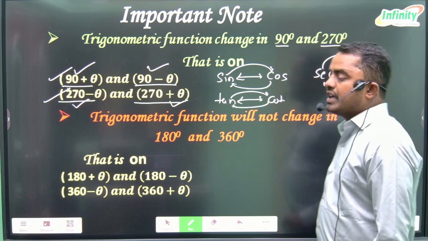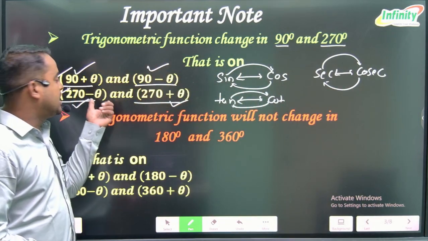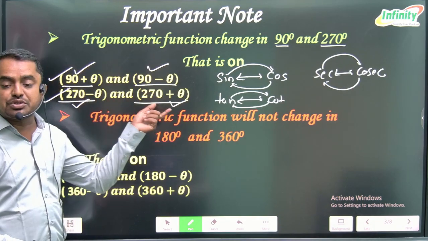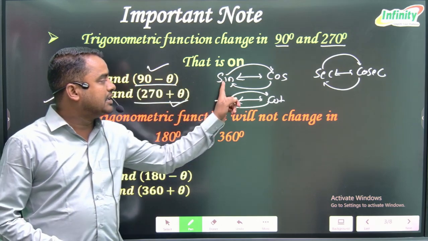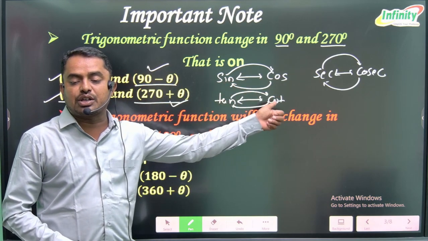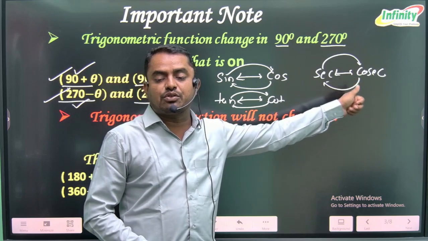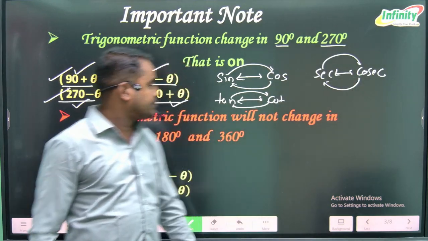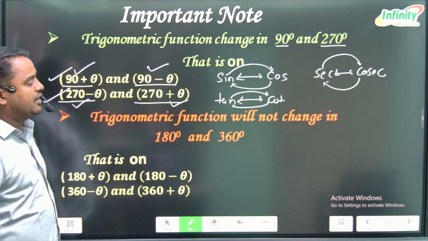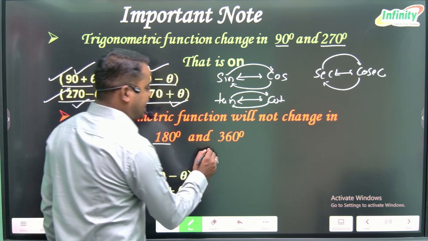In this way, if you are operating with 90 plus theta and 90 minus theta, 270 minus theta and 270 plus theta, at that time sine will become cos, cos will be sine, tan will change to cot, cot changes to tan, sec changes to cosec, and cosec changes to sec. Next, trigonometric functions will not change in the angles 180 degrees and 360 degrees.